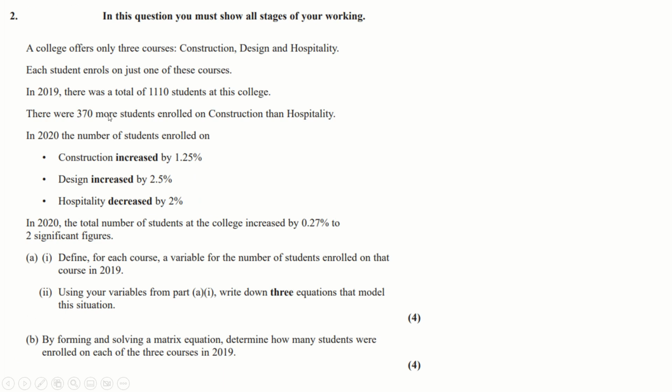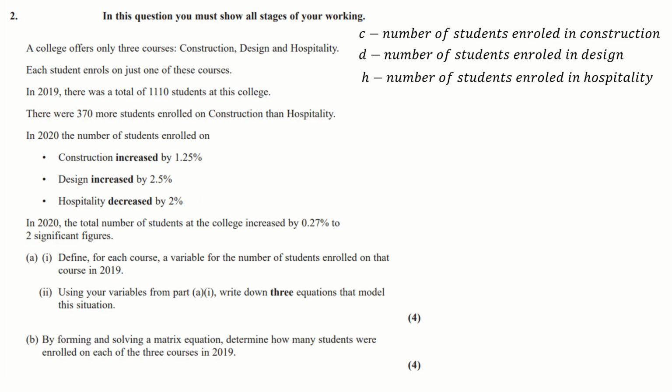Question number 2, we'll call the number of people enrolled in construction C, and then D and then H, respectively. C plus D plus H is this number. C equals H plus 370, I think is what that says.